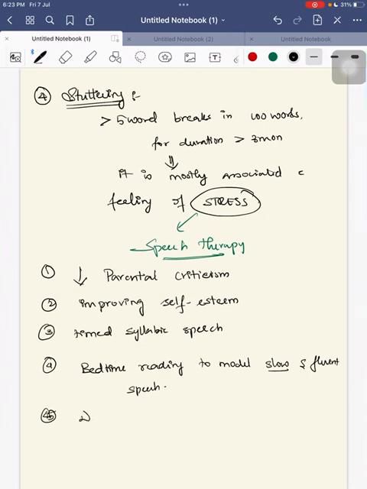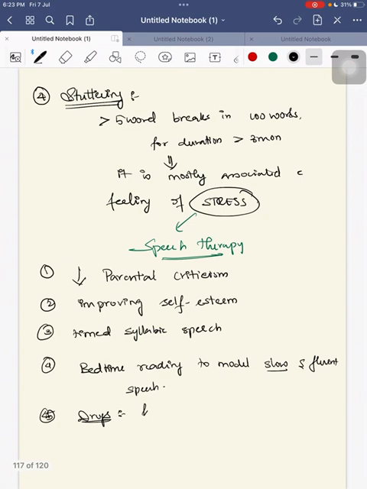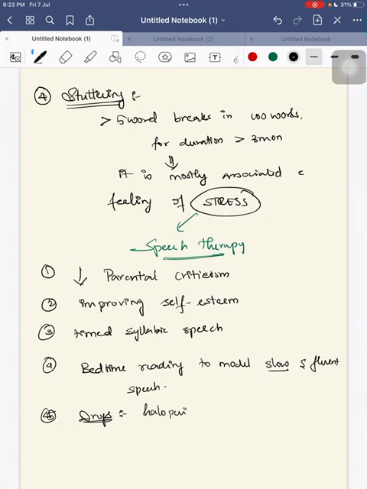Drugs are used in rare situations. The drugs that can be used are haloperidol, risperidone and olanzapine, but these are used only in a rare situation.